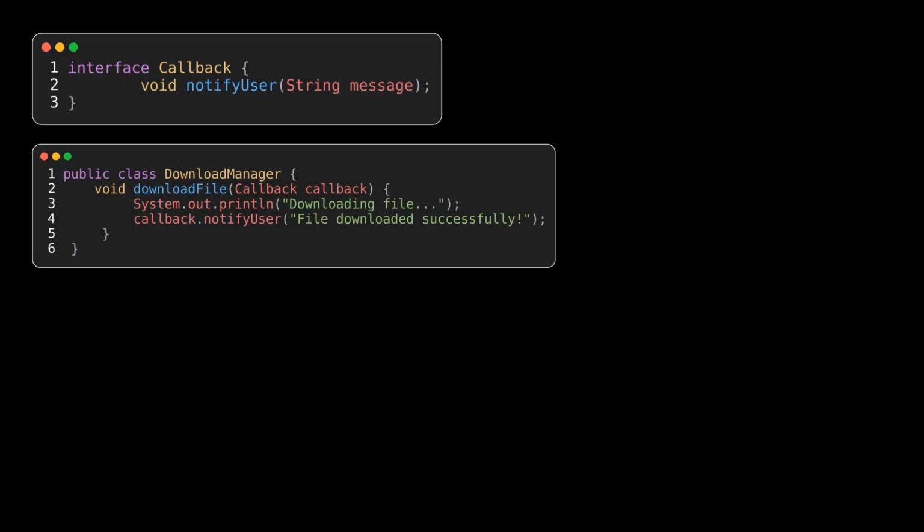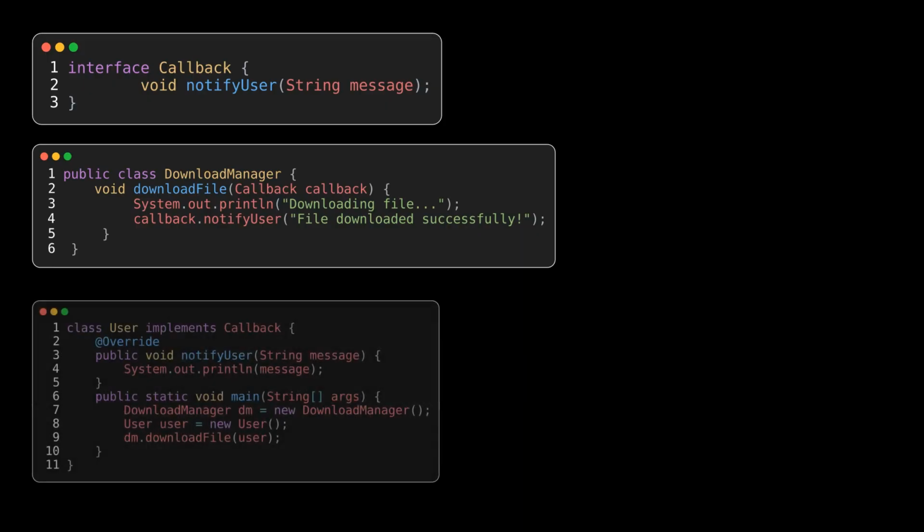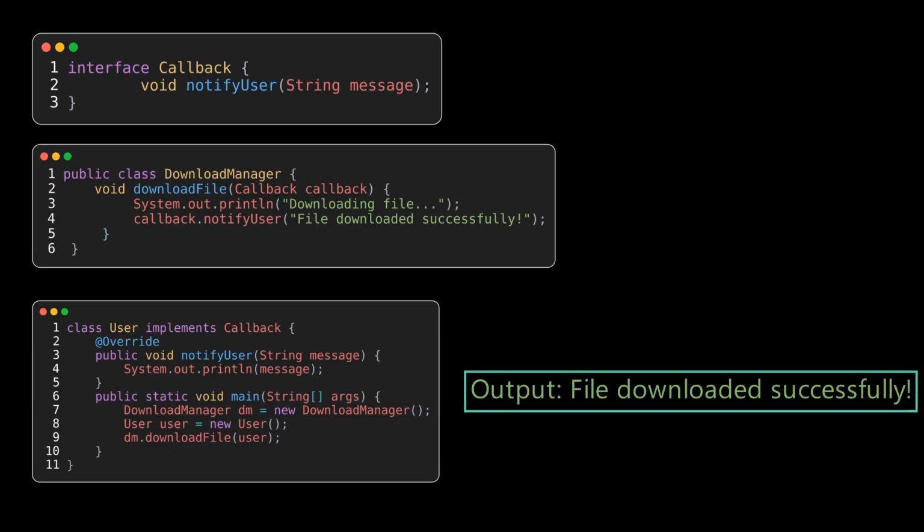The download manager uses the notifyUser callback method to send a success message to the user class when the download is complete. The user class prints the success message sent by the download file method of the download manager class. Main method gives this output.